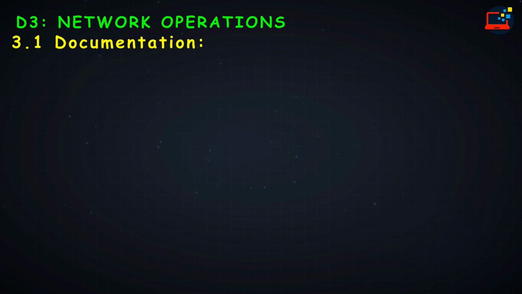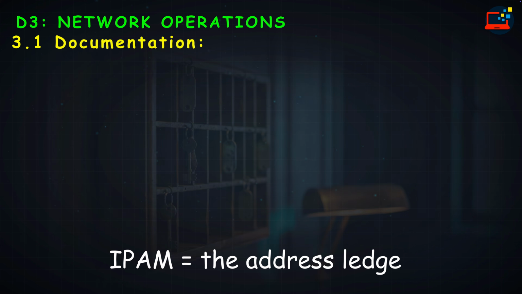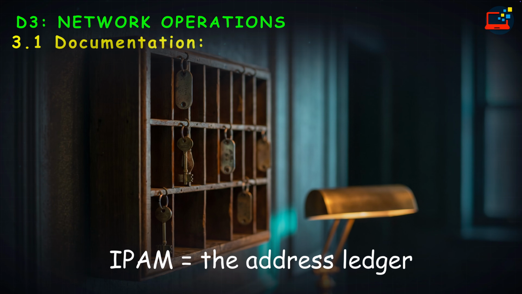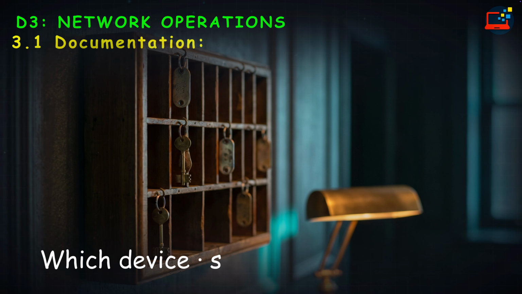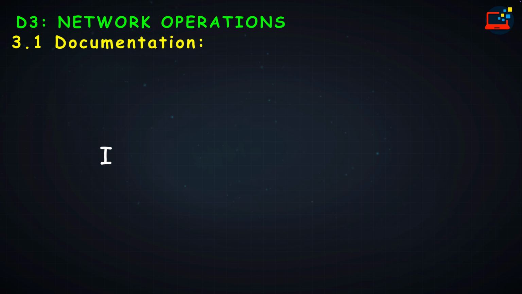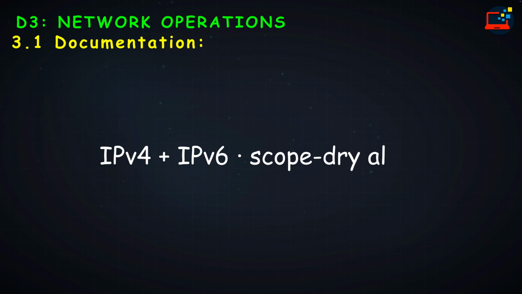IP address management, called IPAM, is the same idea but for addresses. It's the hotel front desk's room ledger. Which device holds which address, since when, and which addresses are still free. IPAM covers both IPv4 and IPv6 and flags when a scope is about to run dry.